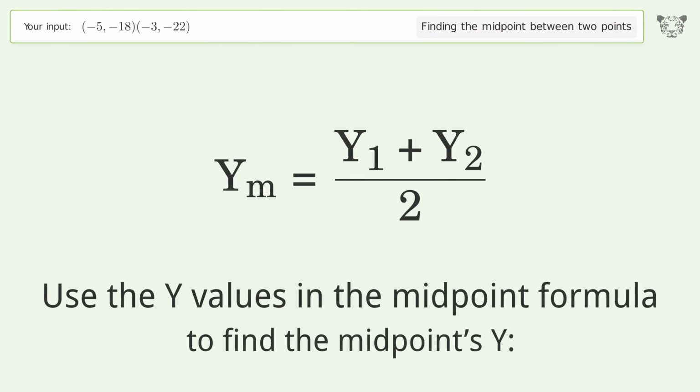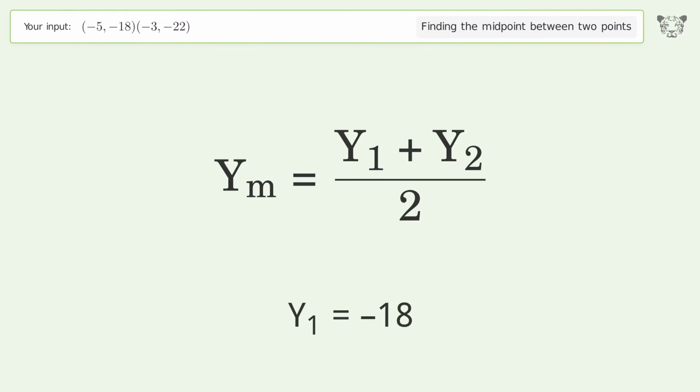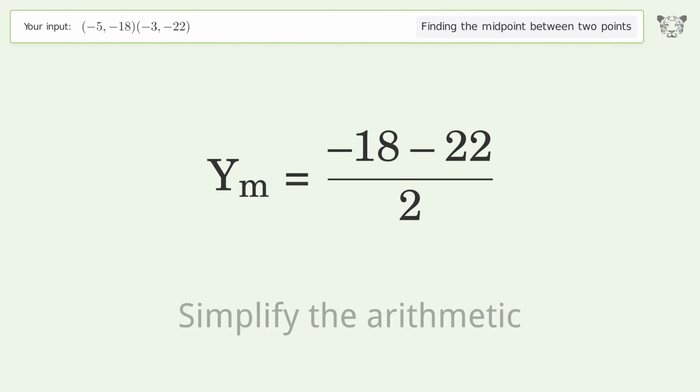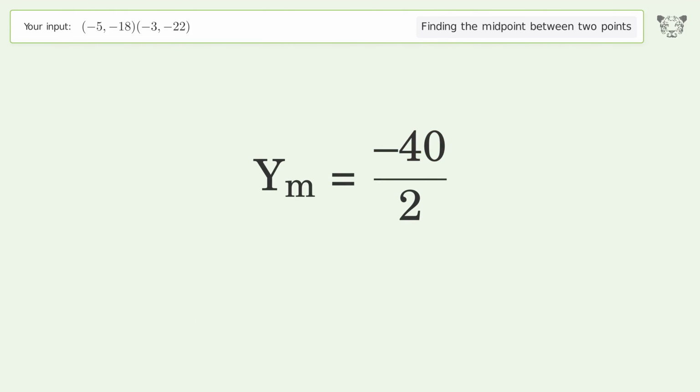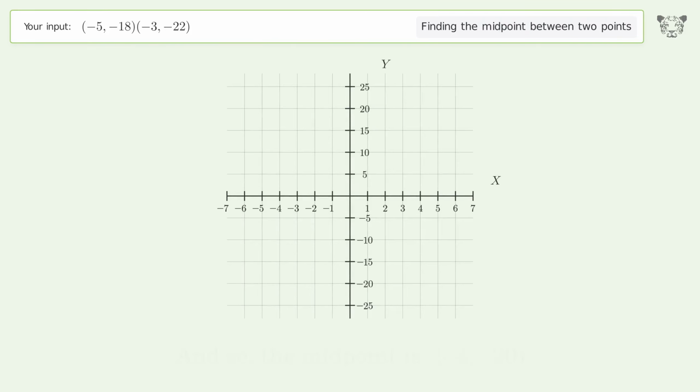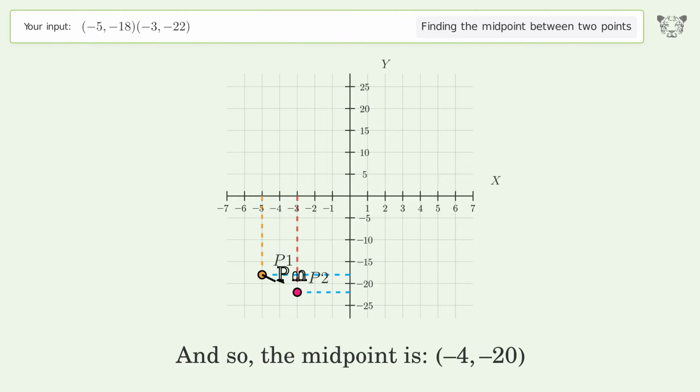Use the y values in the midpoint formula to find the midpoint's y. y1 equals -18. y2 equals -22. Simplify the arithmetic. And so, the midpoint is -4, -20.